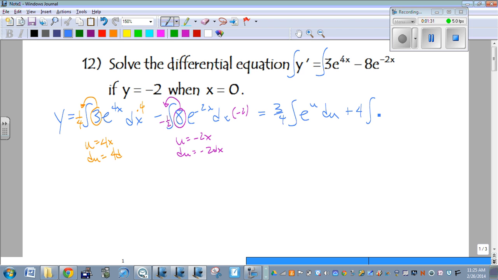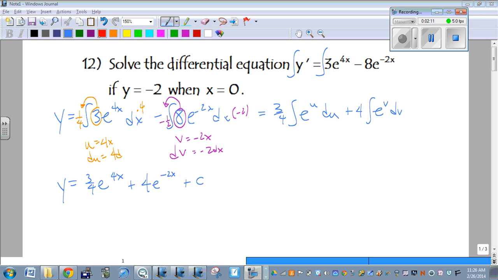4 times antiderivative e, and then, you know what, sorry, I'm going to change this one to v so we're not dealing with the same variable. I should have done that from the beginning. But then we get e to the v dv. And when we do the antiderivative of those, remember antiderivative of e to the u is just e to the u plus c. So y equals 3/4 e to the u, which is 4x, plus 4 times e to the v, which is negative 2x, plus c.